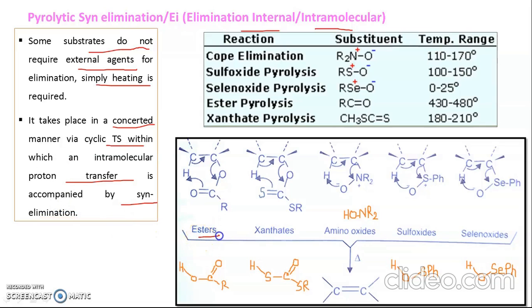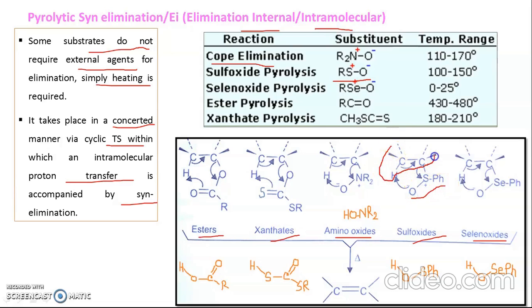So what are the substrates? Esters, xanthates, amine oxides, sulfoxides or selenoxides. Now depending on what type of substrate you are using, there may be different names for the reaction, but actually all of them are pyrolysis. So when it is amine oxide, the name is Cope elimination. And when it is sulfoxide pyrolysis, it is known as, there is no specific name, but here the substituent you can see.